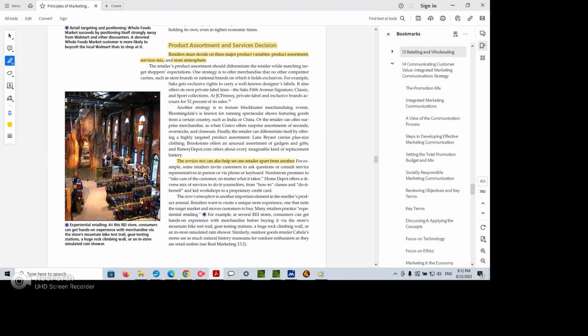Now, the most interesting thing I've heard of so far is this outdoor clothing store. It's called experiential retailing. At the REI store, consumers get hints or experiences with merchandise via the store's mountain bike test trail, gear testing stations, huge rock climbing wall, or an in-store simulated rain shower. So with those types of things, you feel like you're right in the environment, and you'll know, okay, well that's what the experience will be if I have this product.